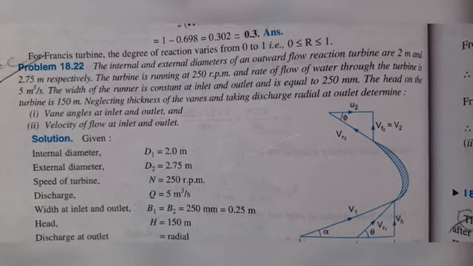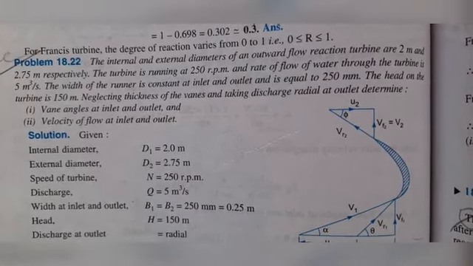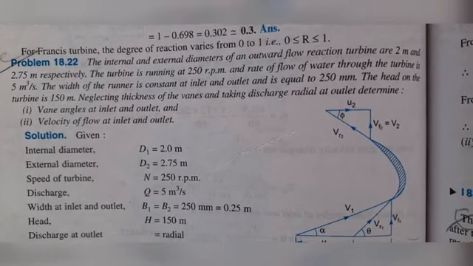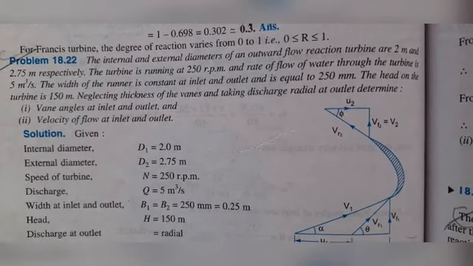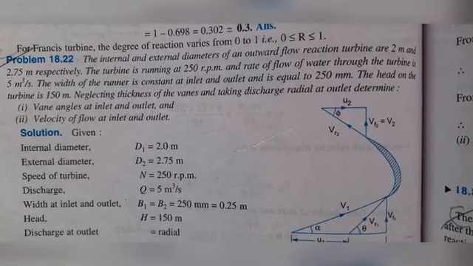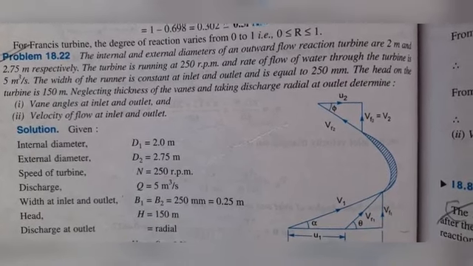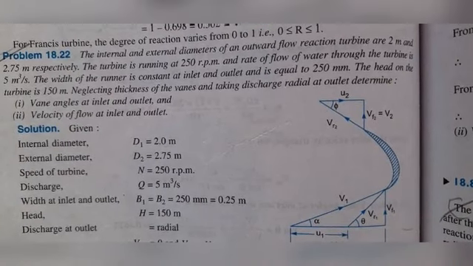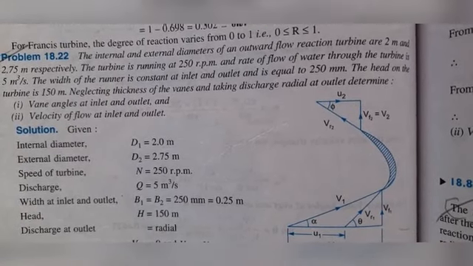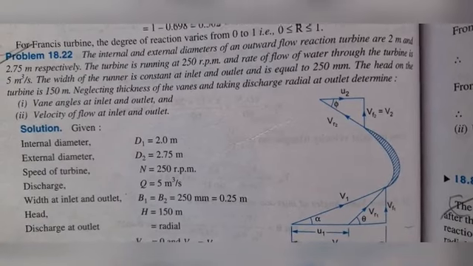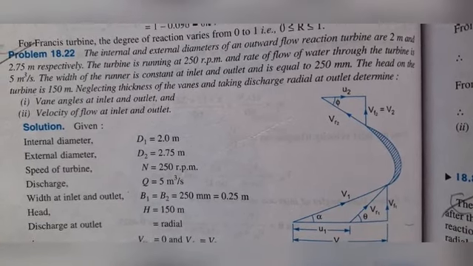Next question we'll solve. The internal and external diameter of an outward flow reaction turbine are 2 meter and 2.75 meter respectively.